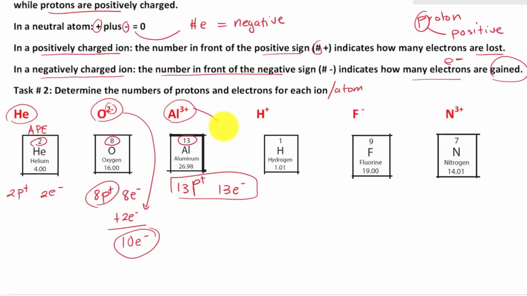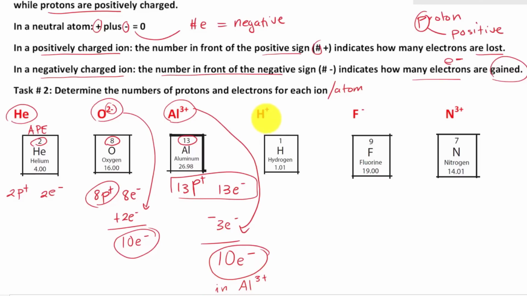But that plus 3 right there, what does the plus indicate? It has lost 3 electrons. So we're going to minus 3 electrons. So in this case, what's 13 minus 3? Of course, now we only have 10 electrons left. So this is now our total electrons for this aluminum 3 plus, okay? So I'm going to write Al 3 plus.